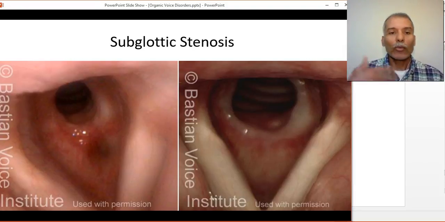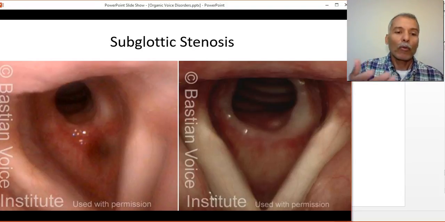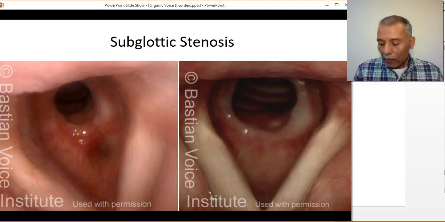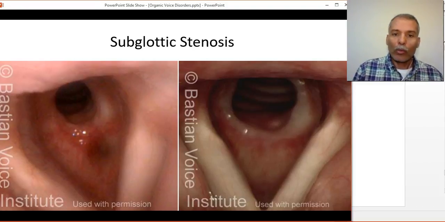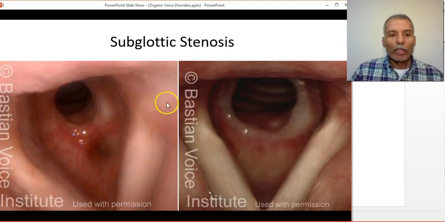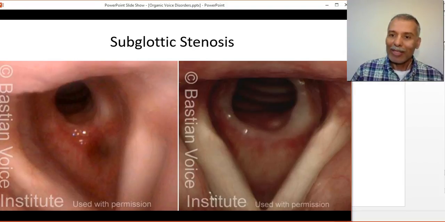So even in cases of subglottic stenosis where you might not need to provide any kind of intervention, for example, for voice, you will be there to deal with other areas that have to do with swallowing, for example. So you need to understand why we are learning about these conditions that are obviously treated and managed by surgeries and by MDs.